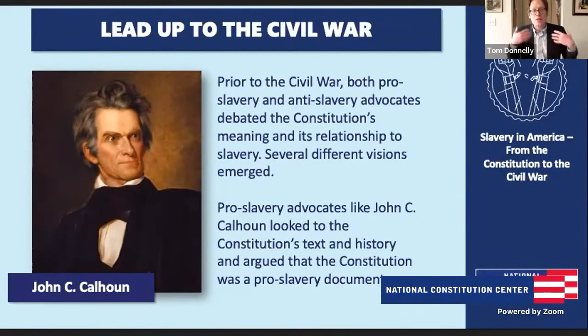But on the flip side, we see powerful voices on the other side of the anti-slavery and abolitionist movement saying, no, no, no, no, no. William Lloyd Garrison, Wendell Phillips, you have it wrong. The Constitution is not a pro-slavery document.